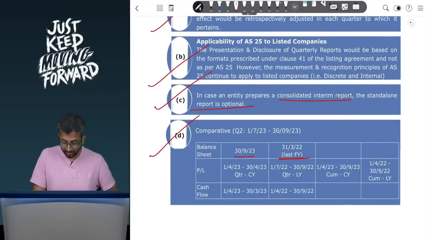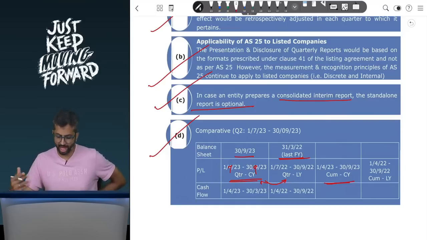For P&L, let us say your relevant current quarter is 1st July 23 to 30th September 23. You will show the comparable quarter over here, and the cumulative year to date data, the 6-month data and the comparative 6-month data.